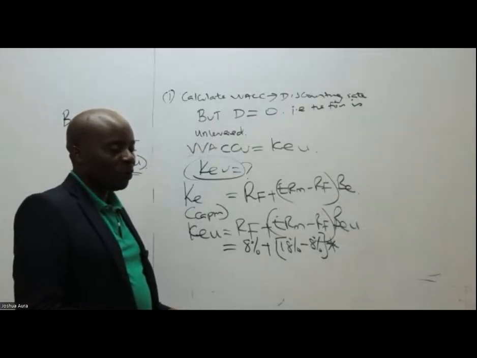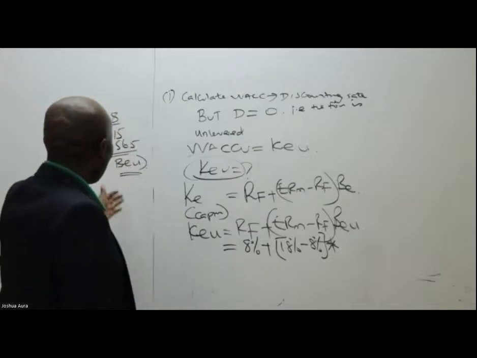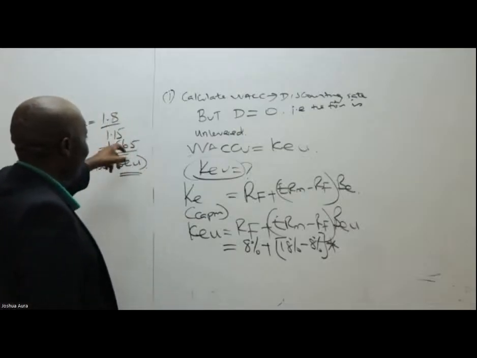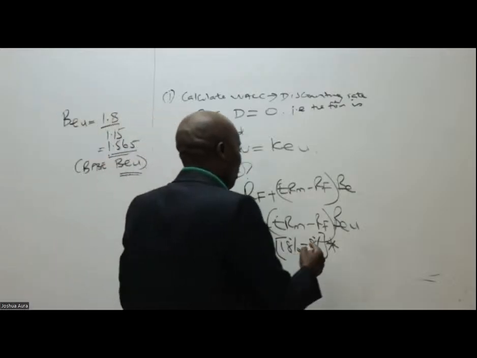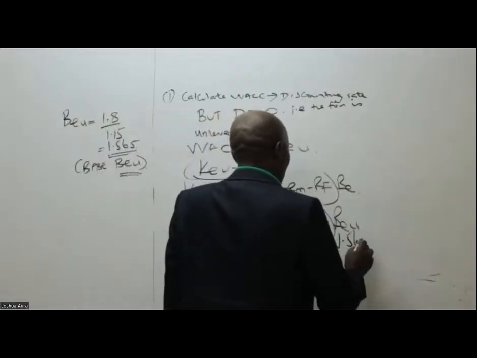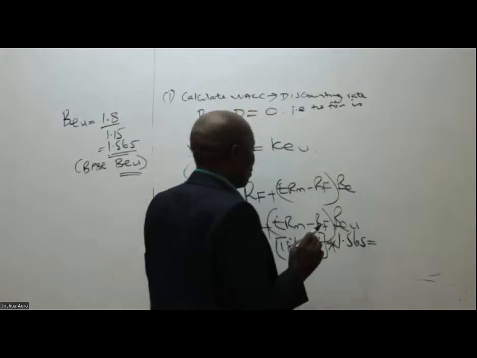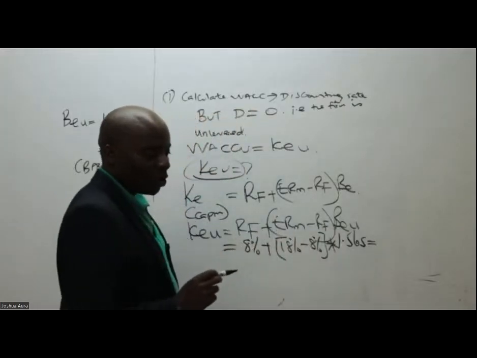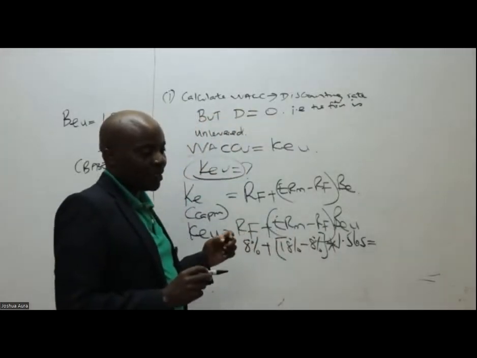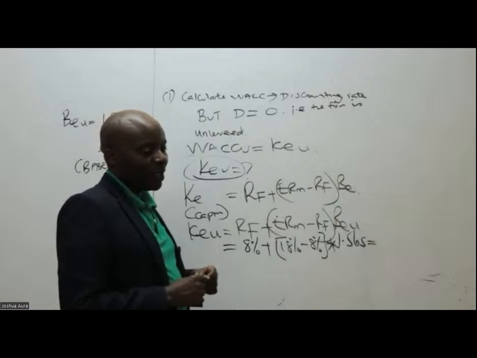Is there somebody who is able to recall that figure? Beta equity of unlevered firm. 1.5, we have it here. Because I'd written it like this, please allow me to use what I wrote here, 1.565. So please go slowly, and then you give me the answer. Very slowly.